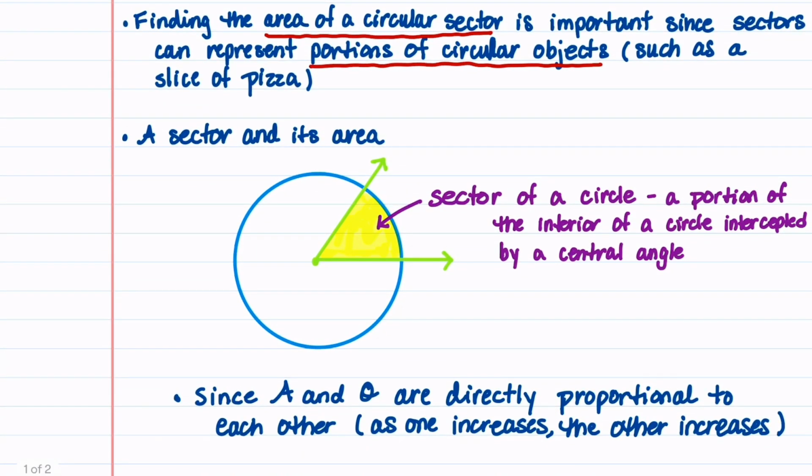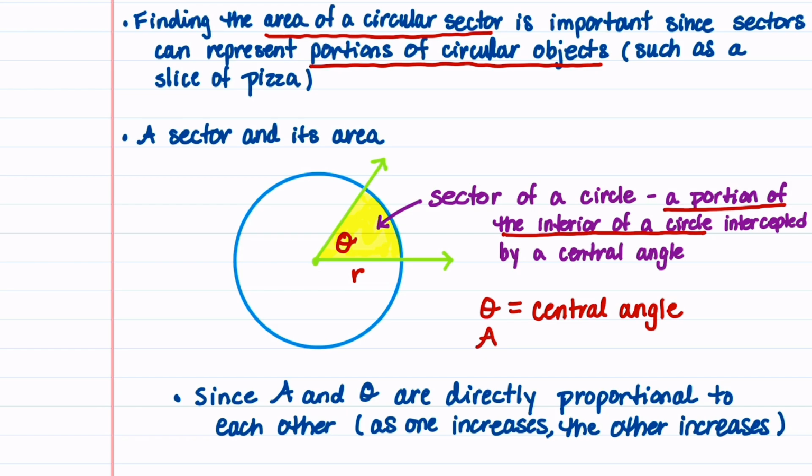Here's a picture of a sector of a circle. A sector is a portion of the interior of a circle intercepted by a central angle. We'll let theta be our central angle, and we'll add that to our picture. So that angle is theta. And then we'll also include our radius, because we're going to need that variable when deriving our formula. And then we'll also assign a letter to the area. So we'll let A be the area of the sector.